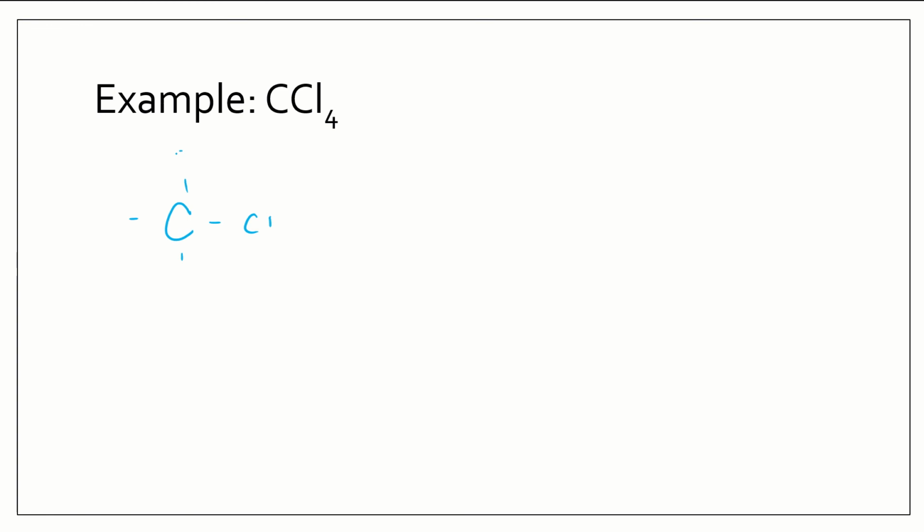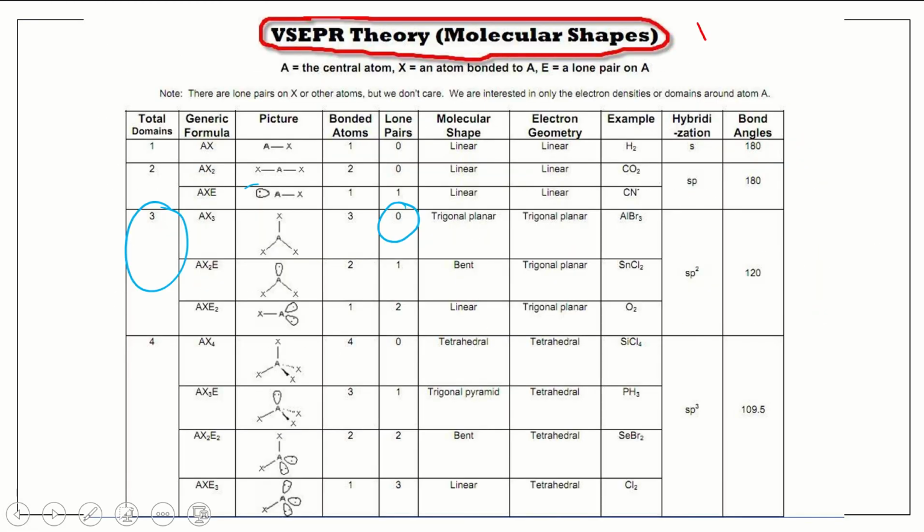So I'm just going to quickly jump to my Lewis diagram. Okay, so on this carbon, we have 1, 2, 3, 4 electron domains with 0 lone pairs on the carbon. So that is 4 domains with 0 lone pairs, tetrahedral in shape.